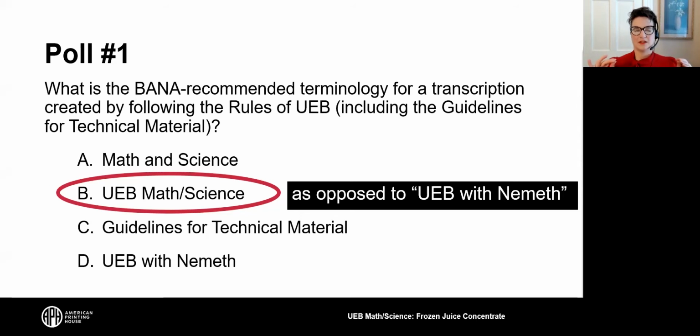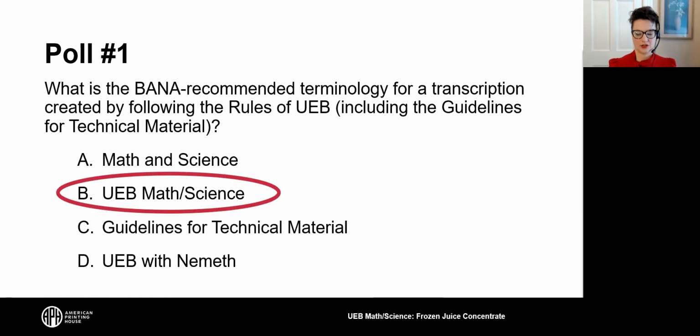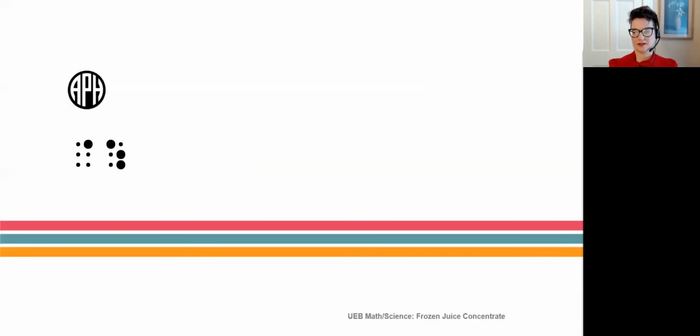These terminologies are designed in the US to distinguish between UEB Math Science, which is just specifying what kind of UEB is used, and UEB with Nemeth. The goal of the UEB with Nemeth terminology is to specify that it's UEB. It's not like a transcription that was done in 1990 according to just the Nemeth code and the way that it worked with English Braille American Edition. That's why the UEB with Nemeth terminology is arranged the way that it is. But today we're just talking about UEB Math/Science.